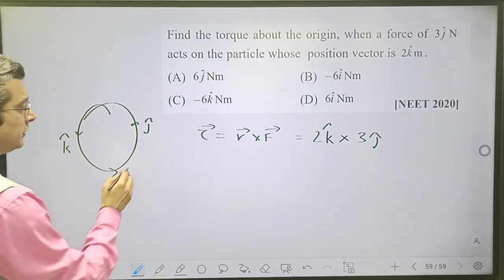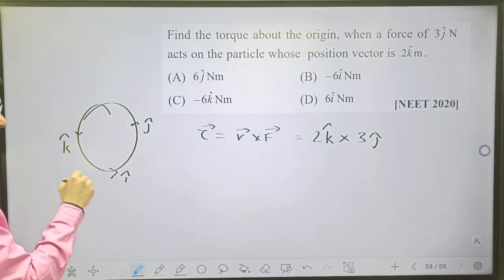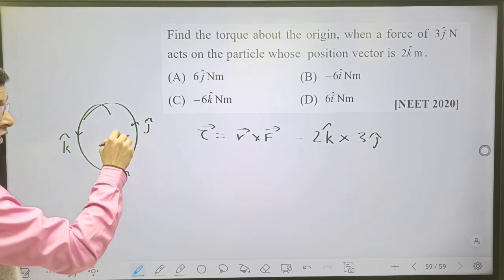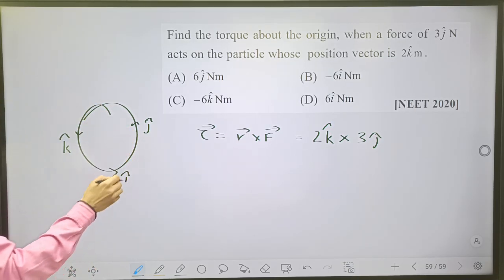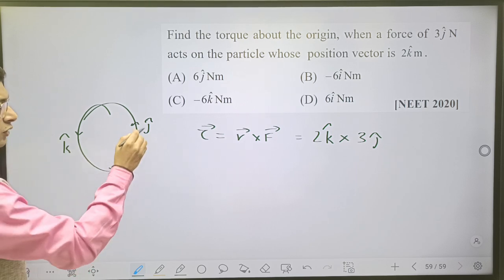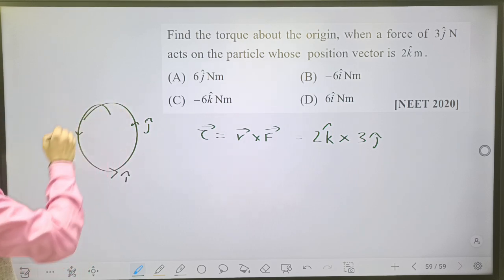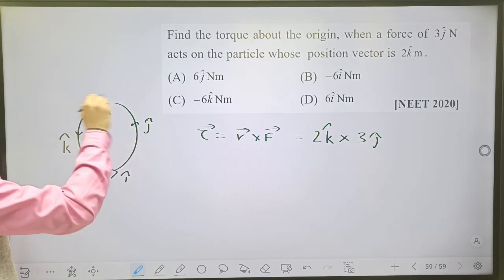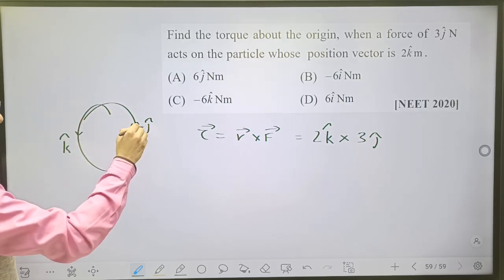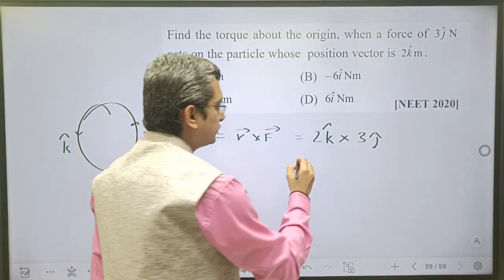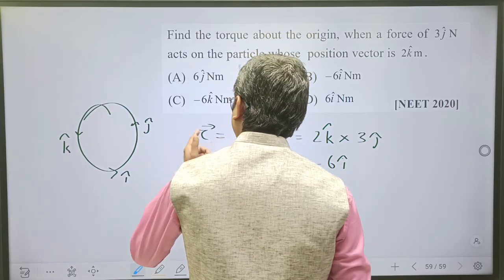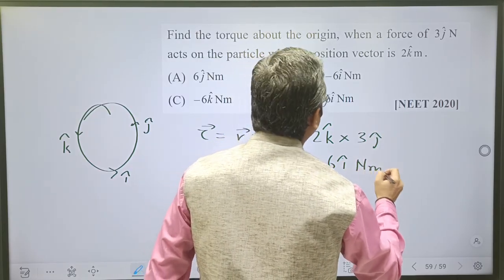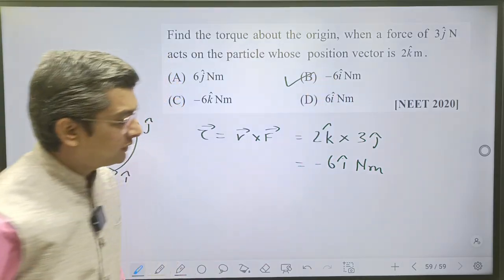If you move like this, I cross j is k, j cross k is I, k cross I is j. Now if you reverse the pattern, that is k cross j, then you will get minus I. I cross j is k, j cross k is I, but k cross j will be minus of I. So here the answer is minus 6I cap, and this is torque, so the unit is Newton meter. Option B is the correct answer.